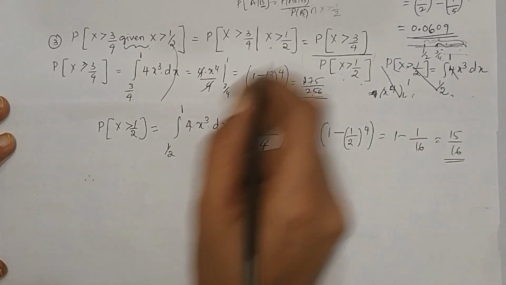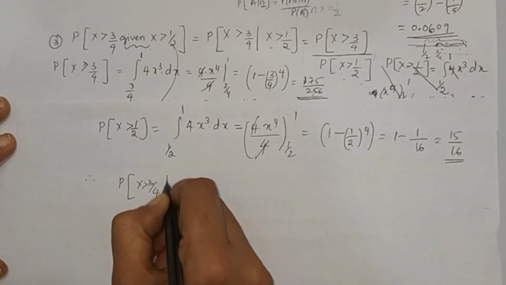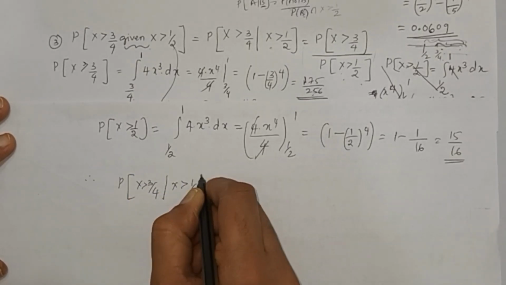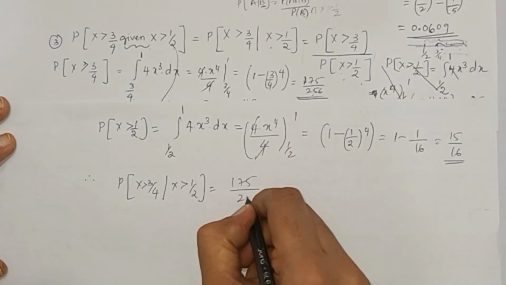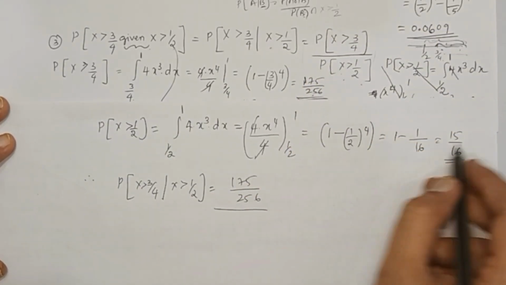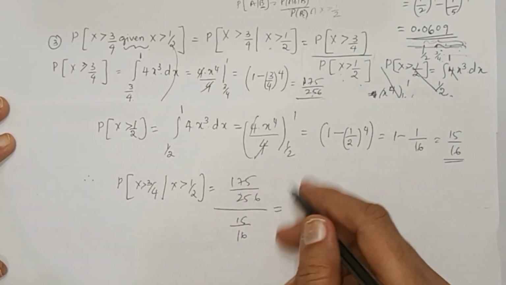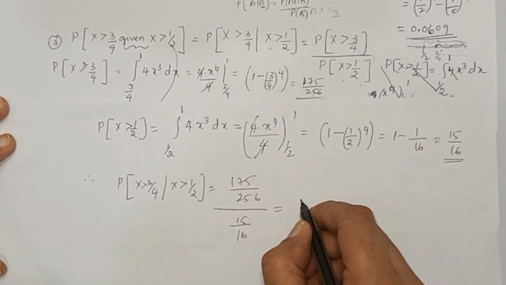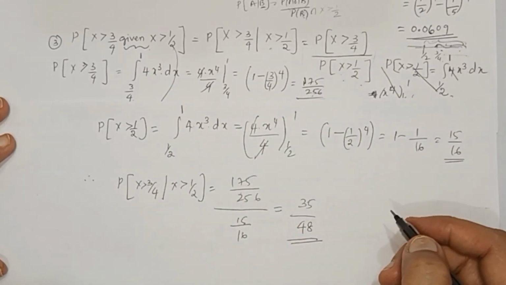So therefore, substitute in this formula: P of x greater than 3 by 4 given that x is greater than 1 by 2 is equal to, here this value, 175 by 256 whole divided by 15 by 16. So after simplifying this, we will get 35 by 48 as the value of probability.